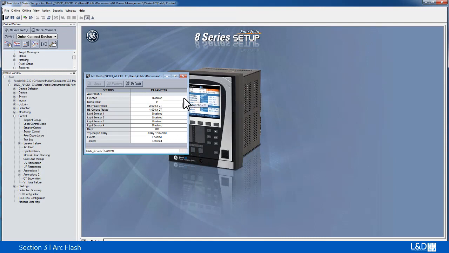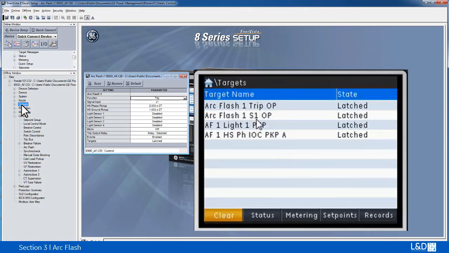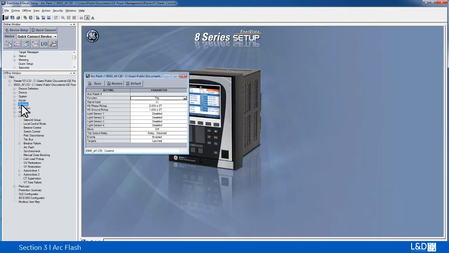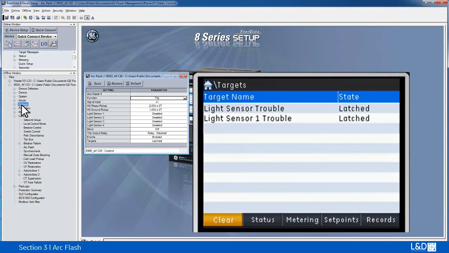When arc flash function is enabled, the solid state relay output should be used to provide fast operation against arc flash events. The light sensor with high-speed overcurrent supervision ensures secure operation. In case any issues with the sensors are detected, the corresponding light sensor trouble operand is asserted.